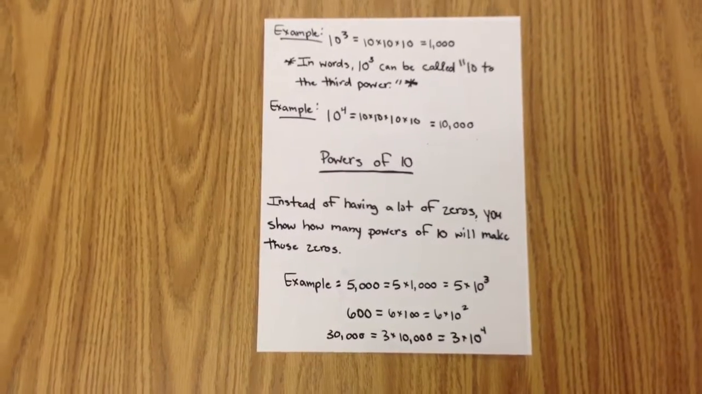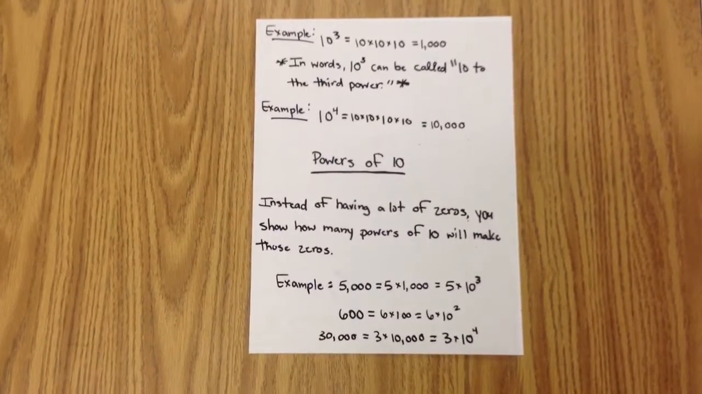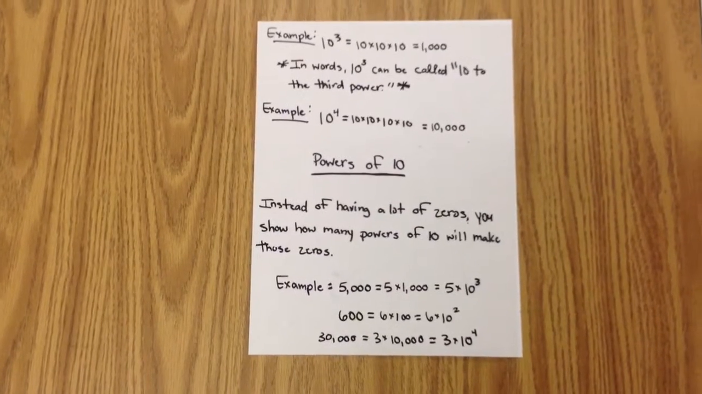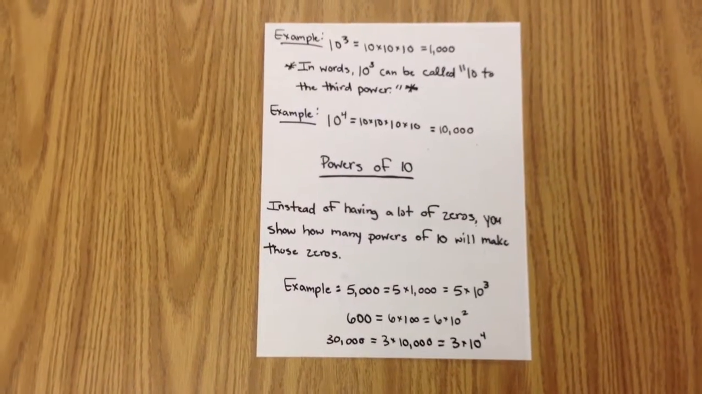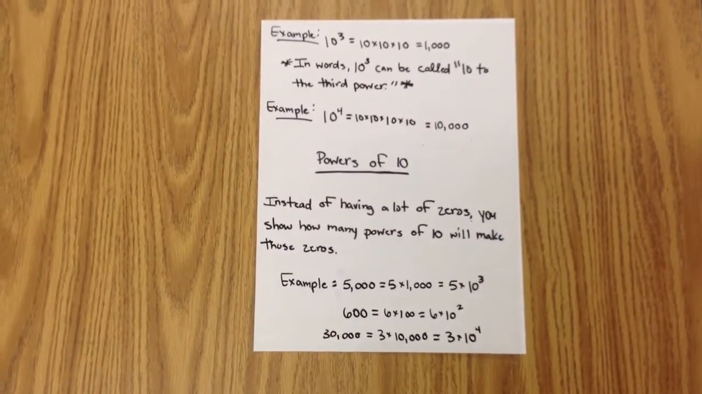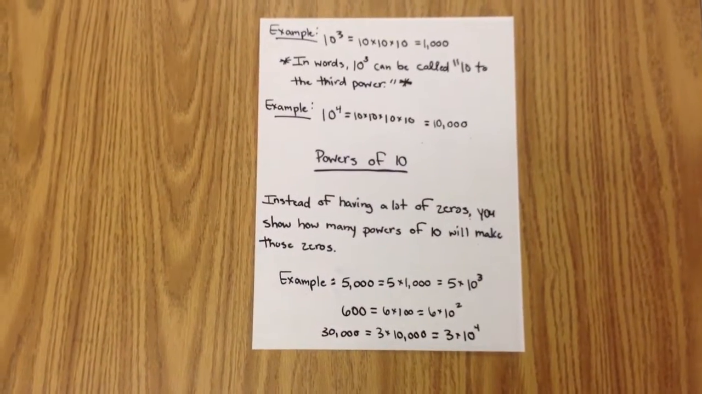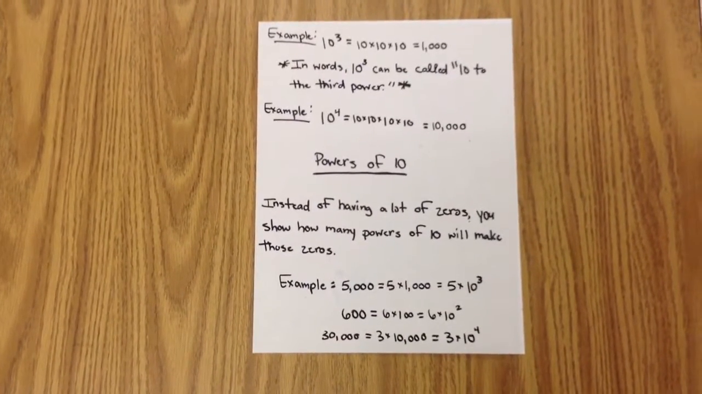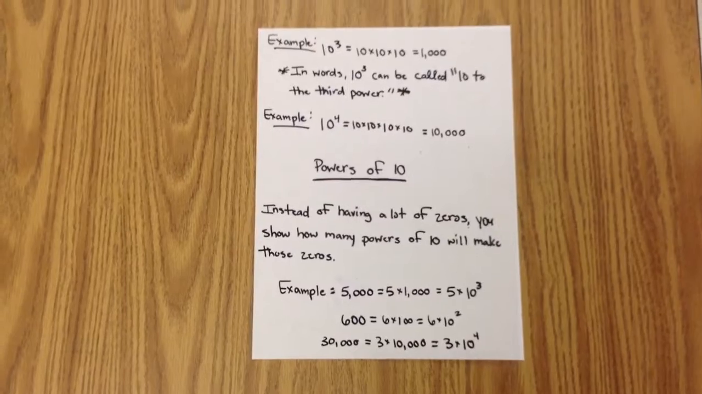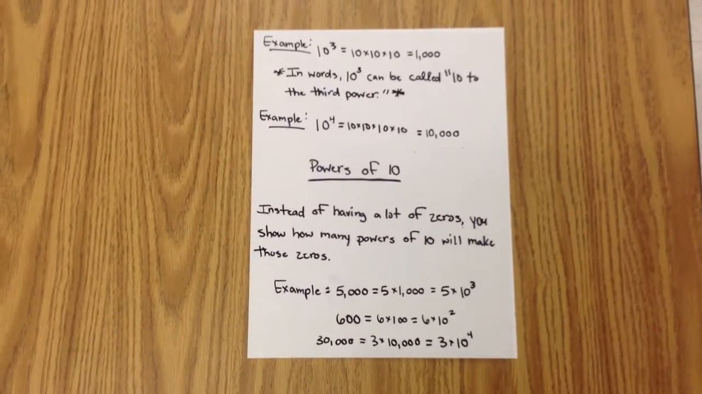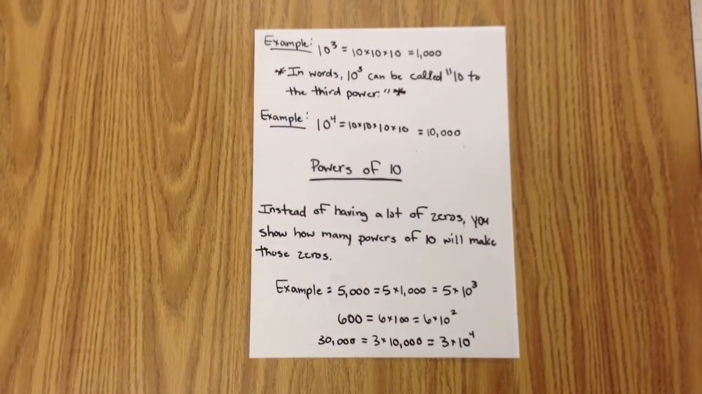This is something different over the past years. So for example, we have 5,000. I can write 5,000 as 5 times 1,000, or I can get rid of that section and replace it with 10 to the third power, because 10 to the third power is 10 times 10 times 10, which is equal to 1,000. So 5 times 10 to the third power would equal 5,000.